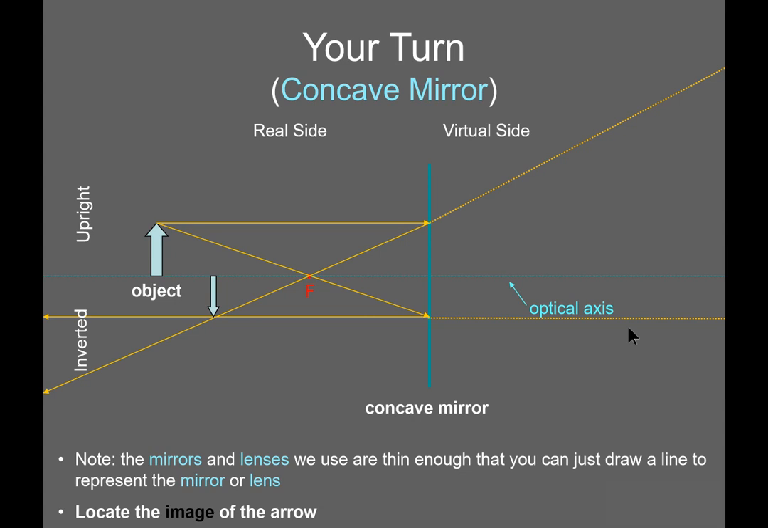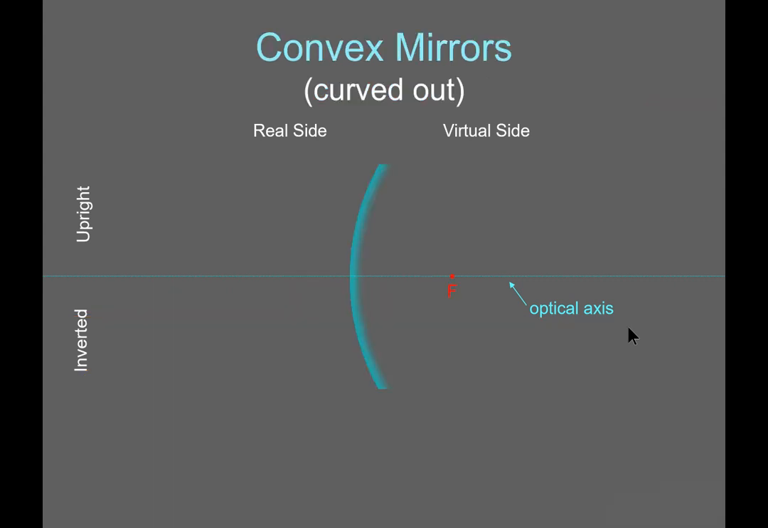And what you'll notice is when you're dealing with concave, if you're behind the focal point, it's real and inverted. If you're in front of the focal point, it's going to be upright and virtual. Hint, hint. If you're at the focal point, you're not going to be able to see anything.